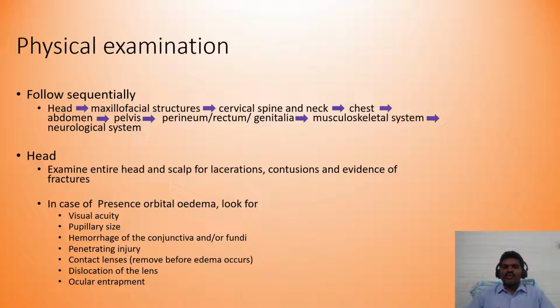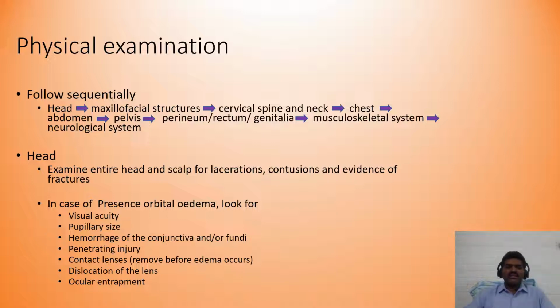You need to check the pupillary response, pupillary size, hemorrhage of the conjunctiva or fundi, any penetrating injury to the globe, wearing of contact lenses. They should be removed before edema occurs and makes it difficult to remove and causes corneal problems.